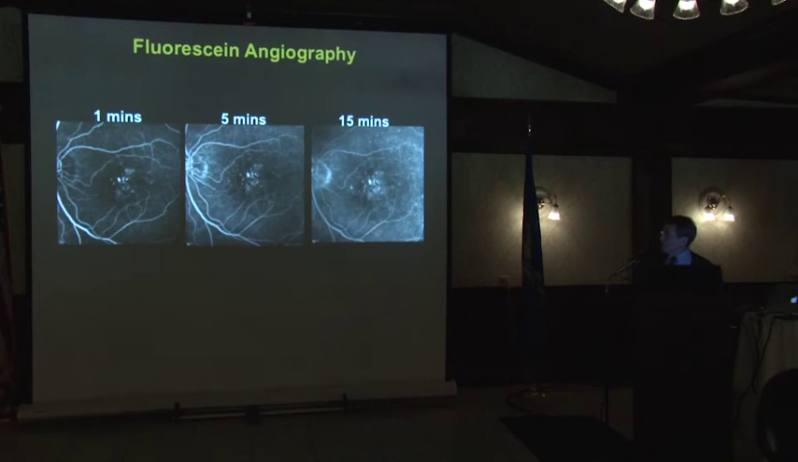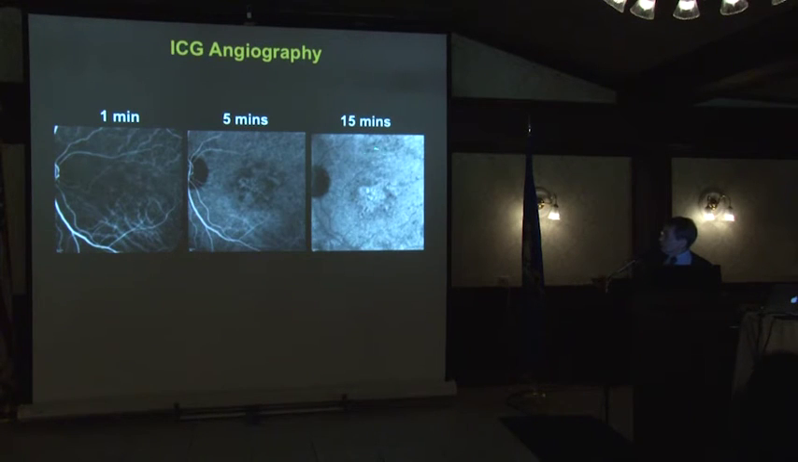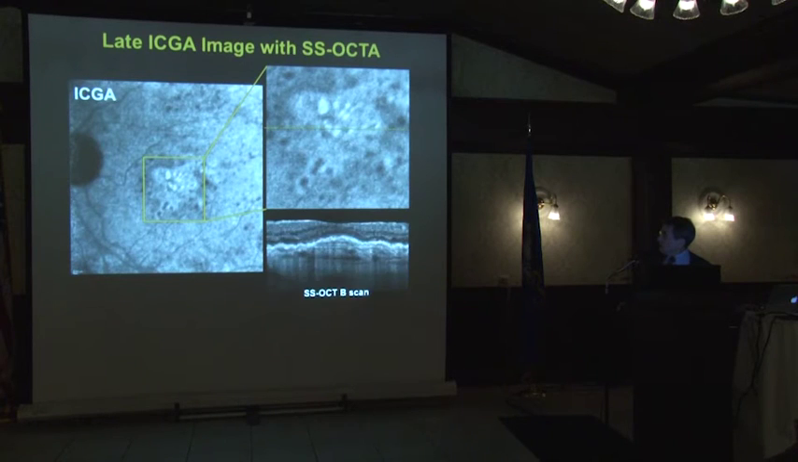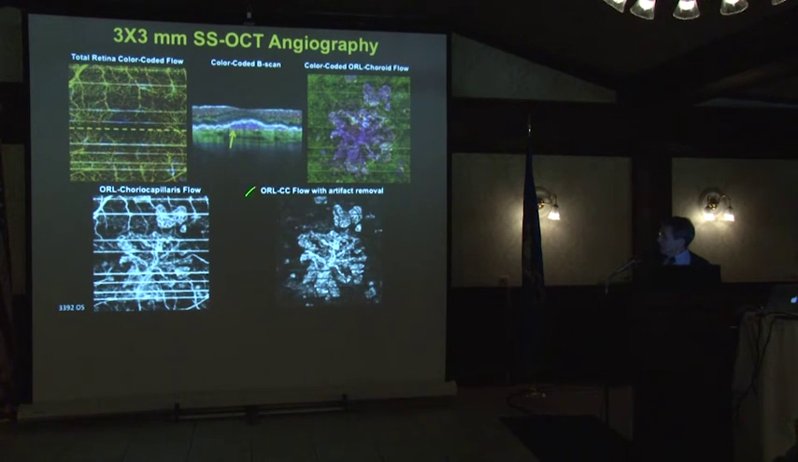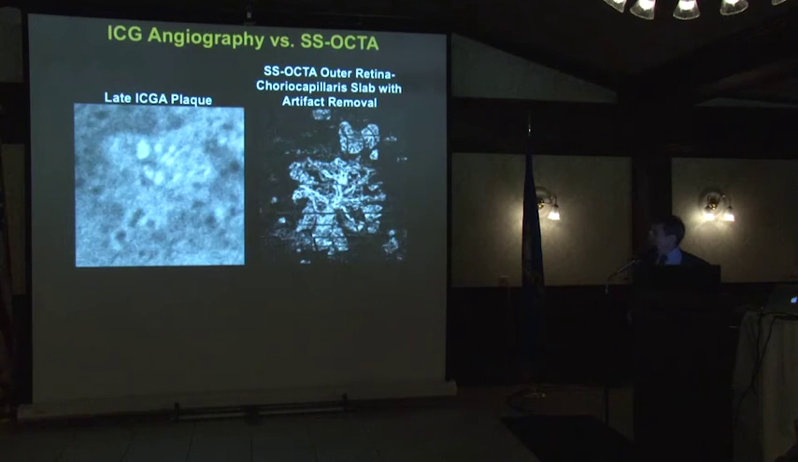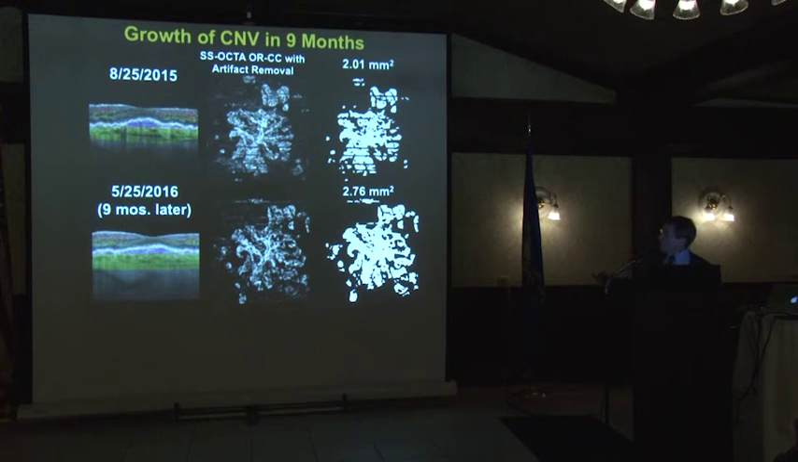Here's another case. This patient had a little oozing on fluorescein that we didn't really appreciate on the OCT. There's a plaque on the ICG. Here it is. Here's the lesion. There's the flow. Borders are similar. And this is what the lesion looks like. Big flower-like neovascular complex. And this one matches up nicely with the plaque. And it's growing slowly over a period of 9 months as well.